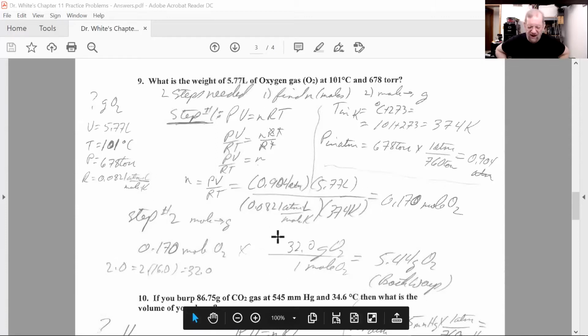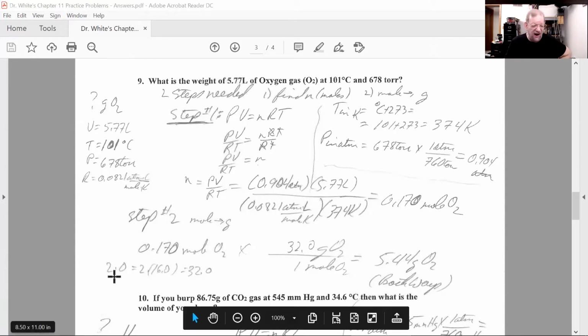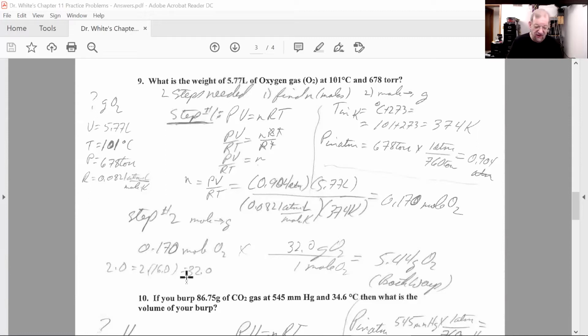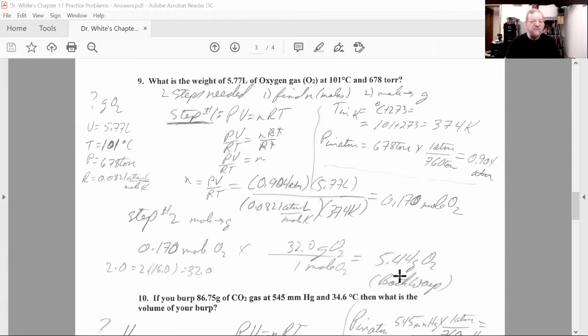1 mole of a compound equals its molecular weight. Over here, 2 oxygen, 2 times 16.0. With 3 significant figures, the atomic weight of oxygen is 16.0. That's 32.0, go here and here. Exact number. And if you round off at the very end or in between like I do at each step, you get the same answer both ways. That amount of oxygen is 5.44 grams.